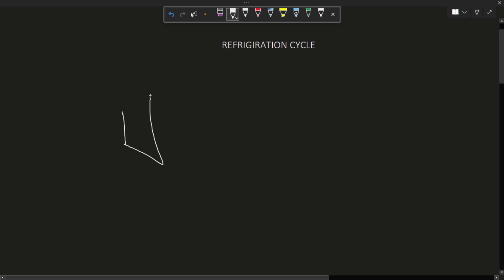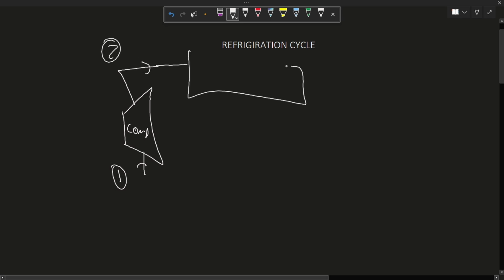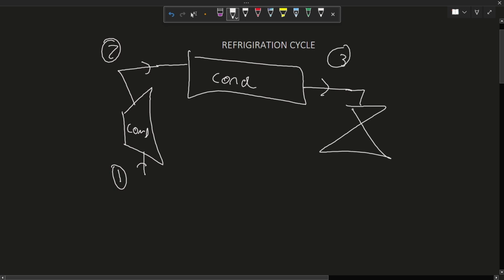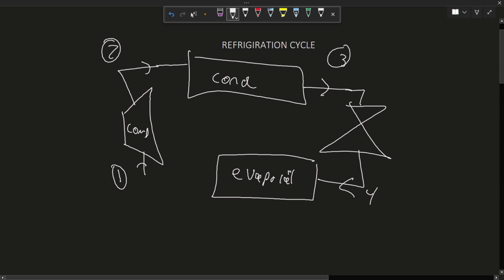It starts with a compressor. Okay, step one. After, it goes into a condenser. After that, it goes into an expansion valve. And after that, into an evaporator to return back to step one. That's it. That's a refrigeration cycle.